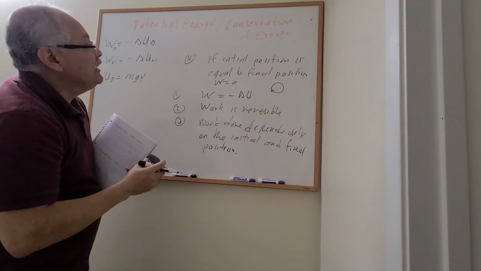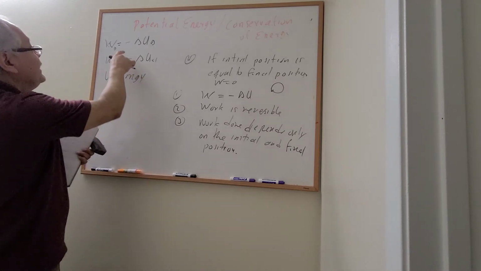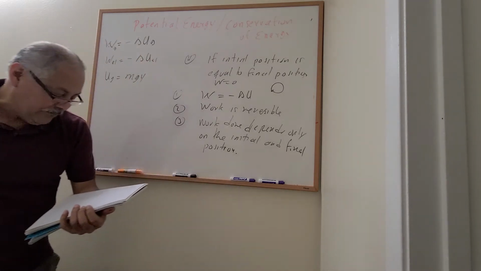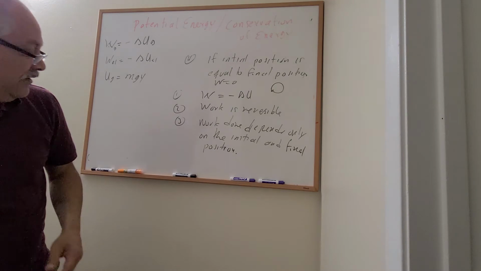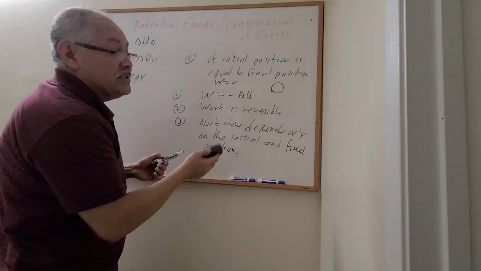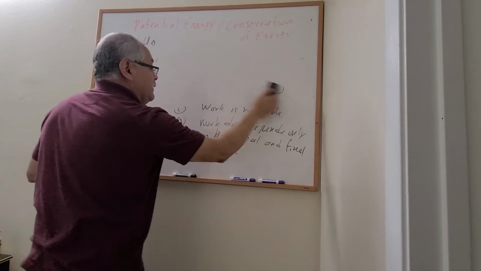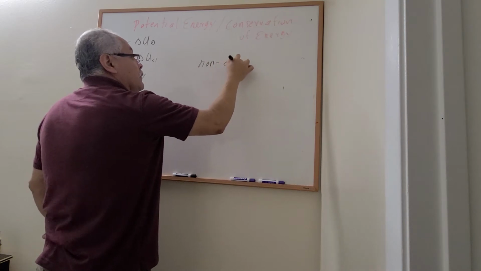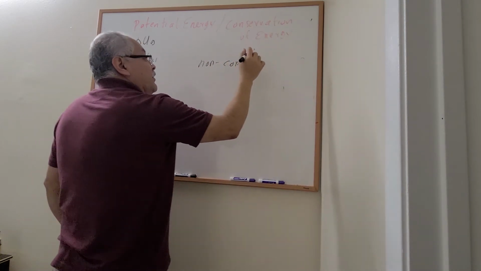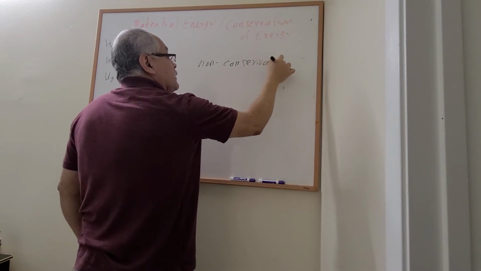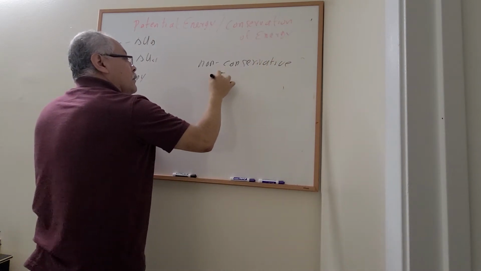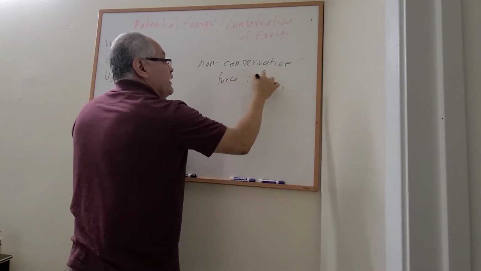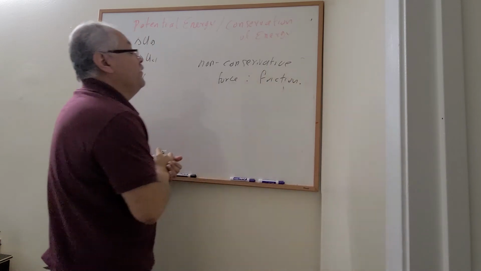These are the properties for a conservative force, like gravity, like the spring, and like the electric field. Perfect. What should be a non-conservative force? Well, a non-conservative force is going to be friction. Mainly we have friction.